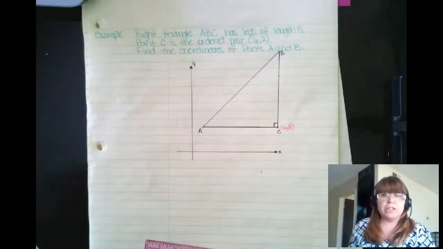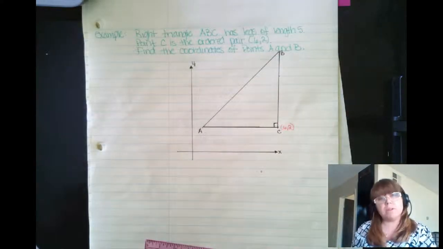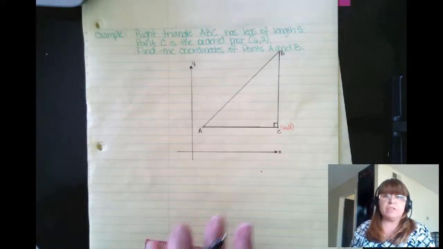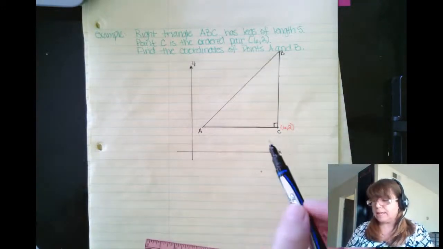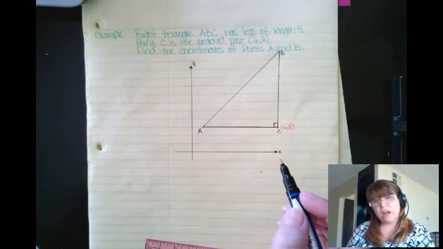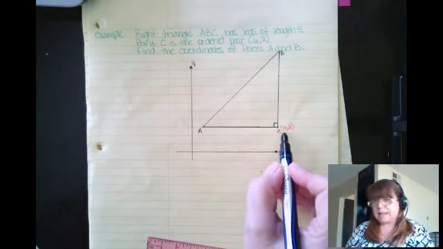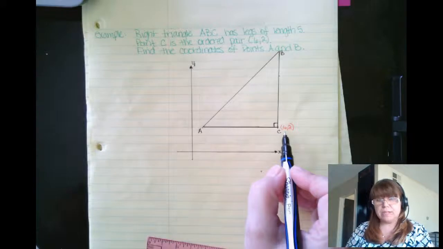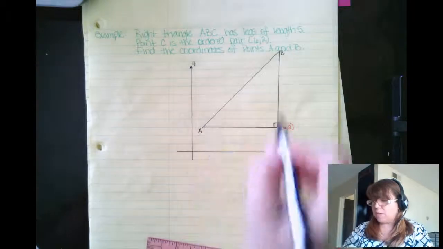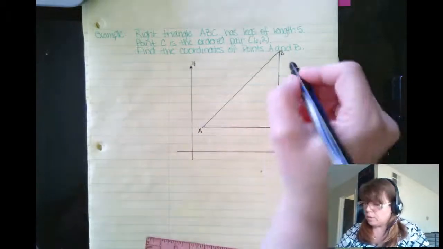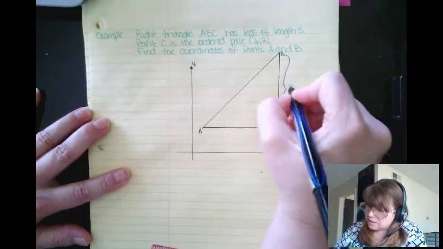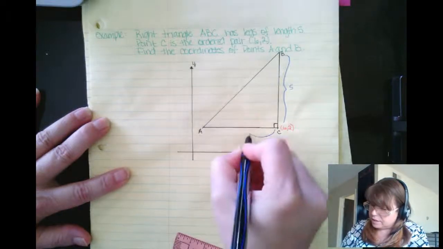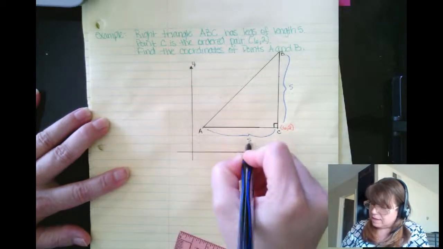Now let's work with another geometric problem. I tell you some information, and I might give you just one point of the information. For example, a right triangle ABC has legs of length 5. Point C is at 6, 2, the ordered pair 6, 2. Find the coordinates of point A and point B. Well, what do I know? I know the length of the leg is 5.